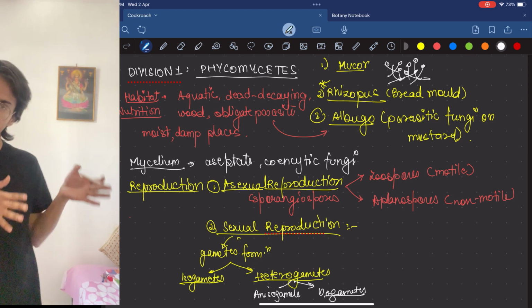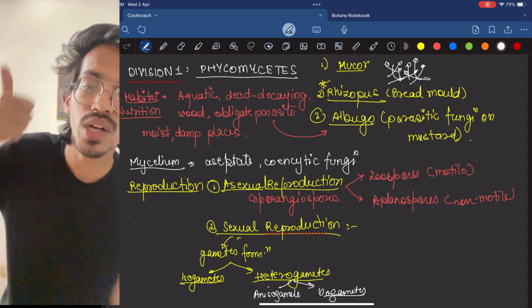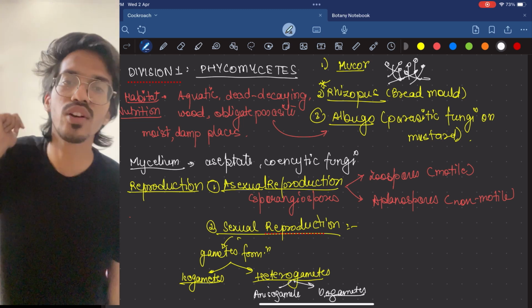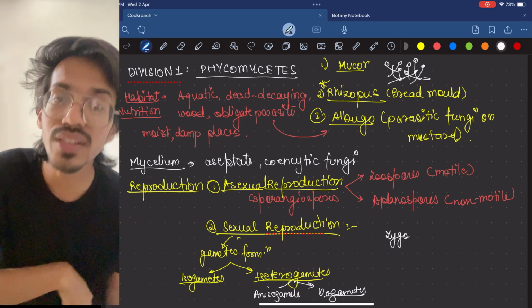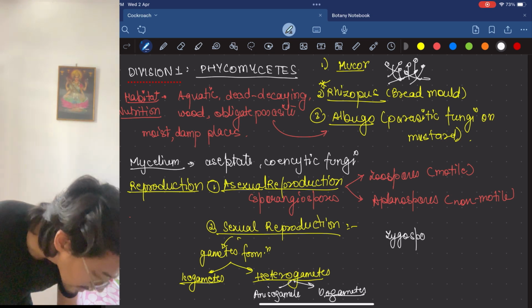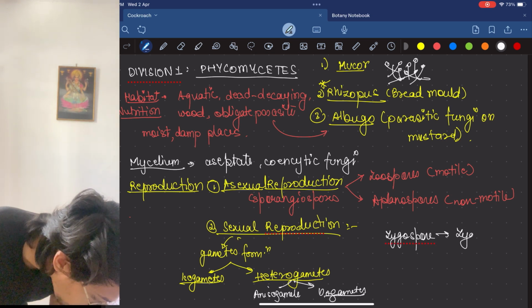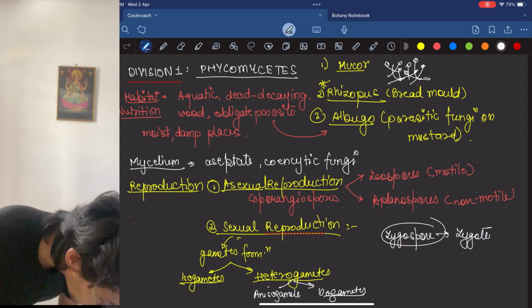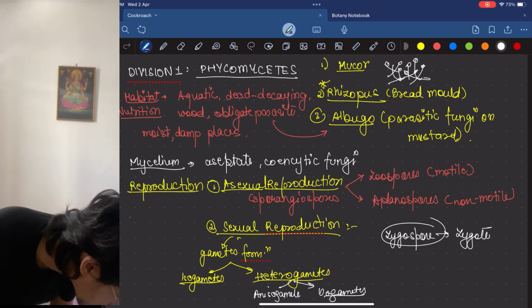Then comes the sexual cycle: plasmogamy, karyogamy, and the zygote will undergo meiosis. The zygote that is being formed here is called a zygospore. This is an important topic. So zygospore is nothing but the zygote that is formed.